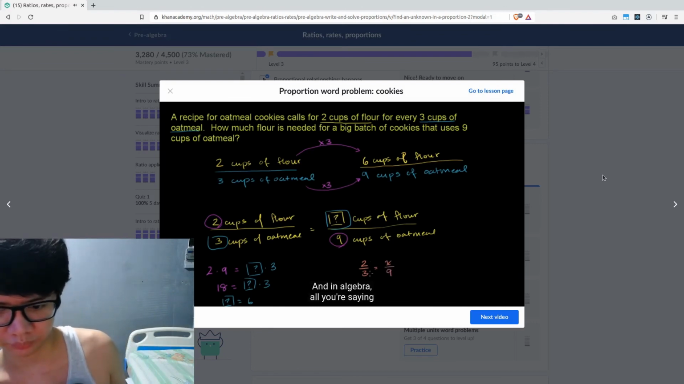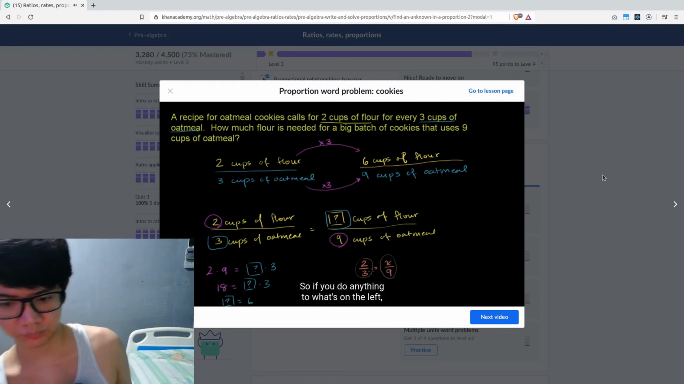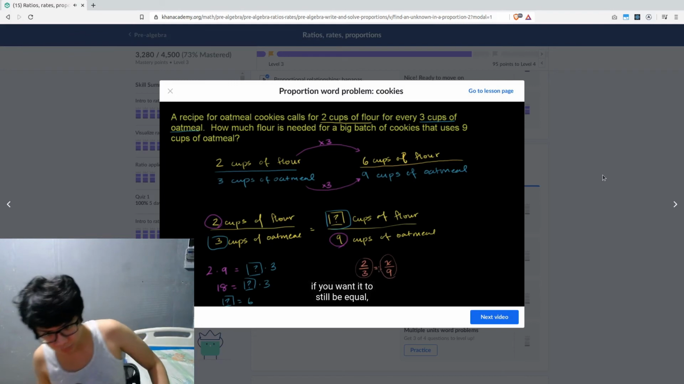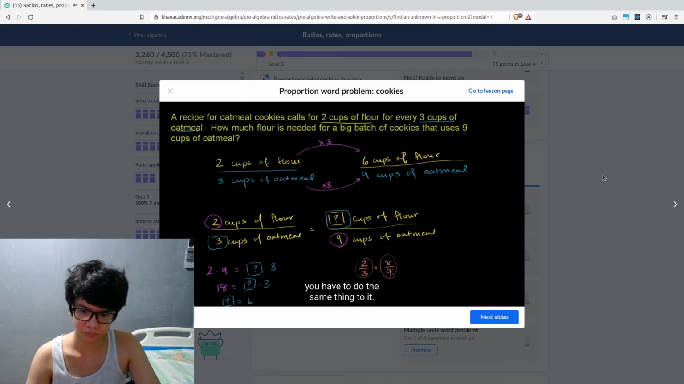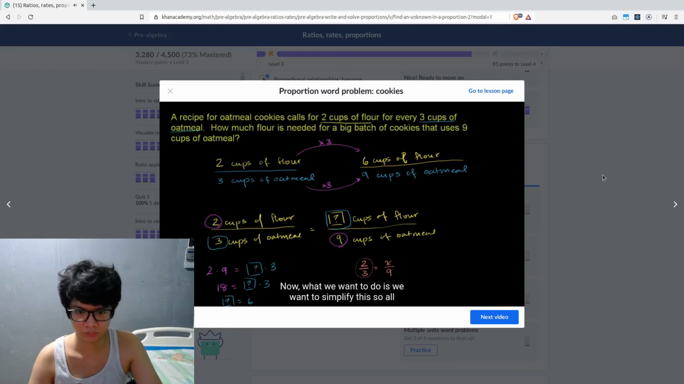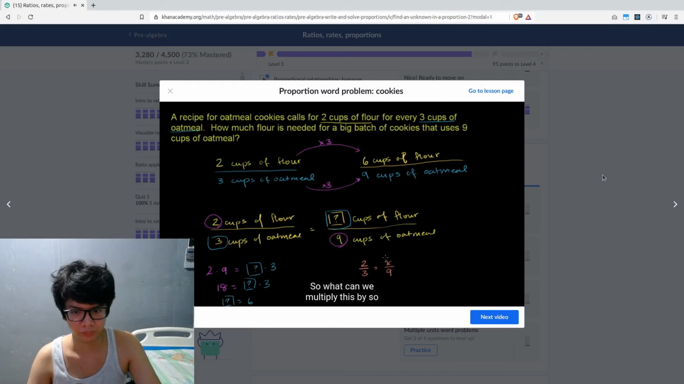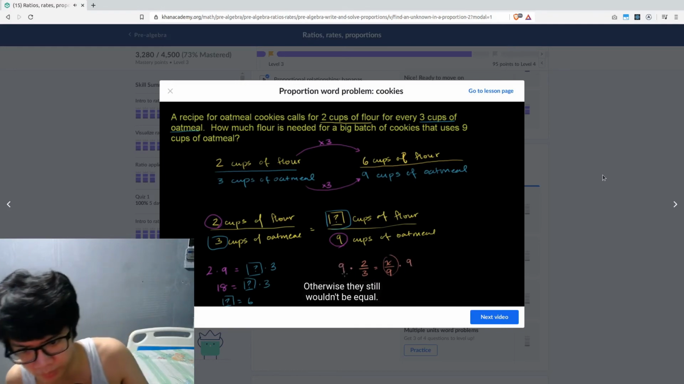And in algebra, all you're saying is that this quantity over here is equal to this quantity over here. So if you do anything to what's on the left, if you want it to still be equal, the thing on the right still needs to be equal, you have to do the same thing to it. And what we want to do is simplify this, so all we have on the right-hand side is an x. So what can we multiply this by so that we're just left with an x, so that we've solved for x? Well, if we multiply this times 9, the 9s are going to cancel out. So let's multiply the right by 9, but of course if we multiply the right by 9, we have to still multiply the left by 9. Otherwise, they still wouldn't be equal.